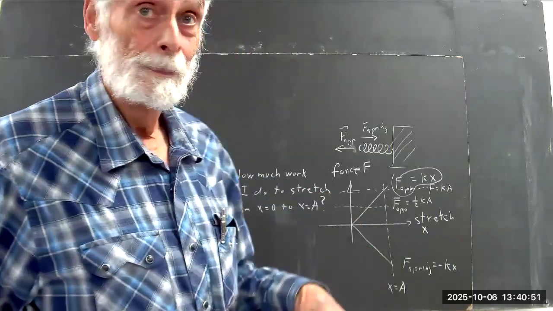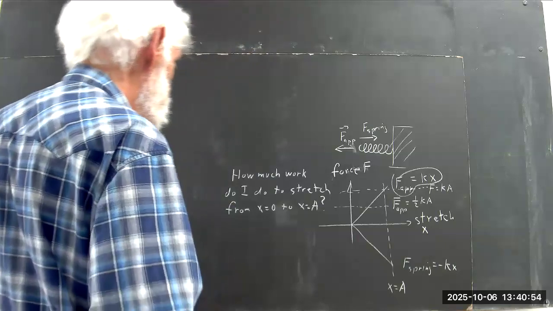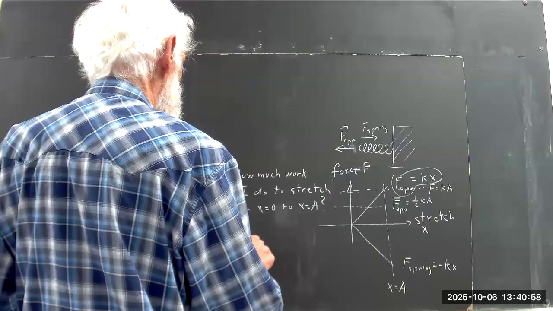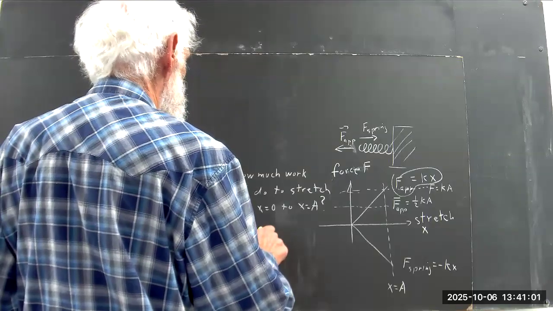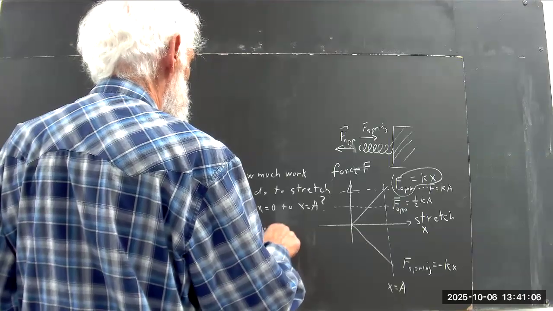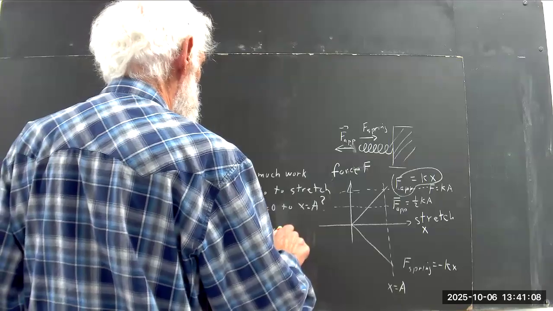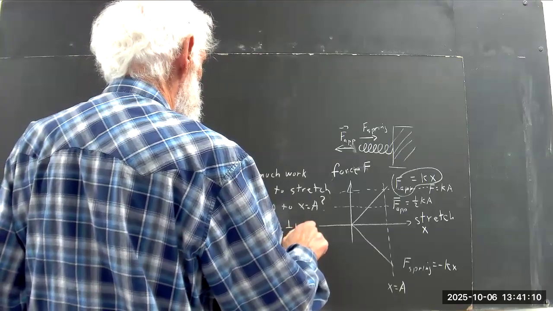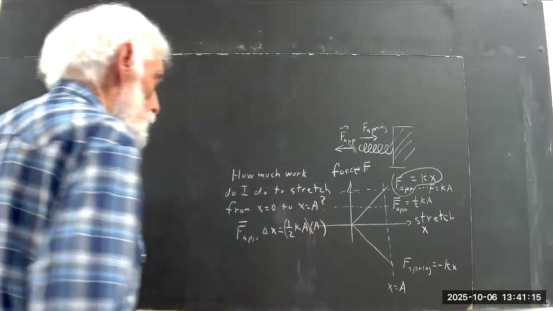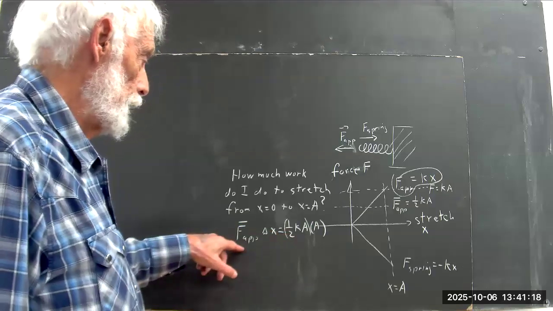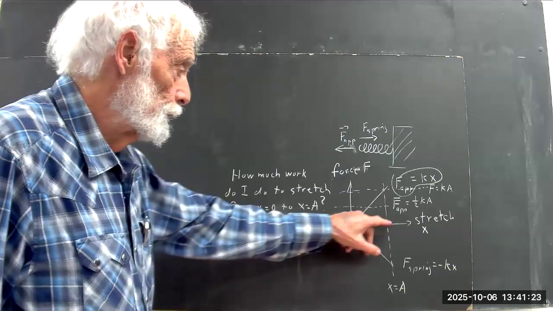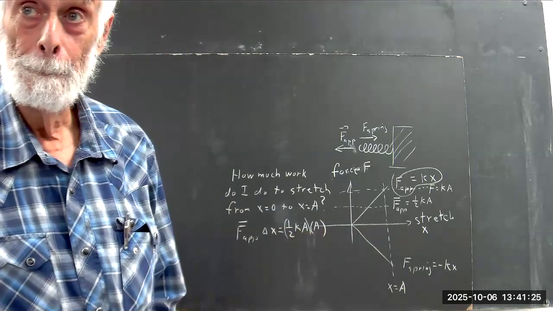It starts at 0. And then that's 1/2 kA, that's your average force. And your delta x is just from 0 to A, so delta x is A, right?